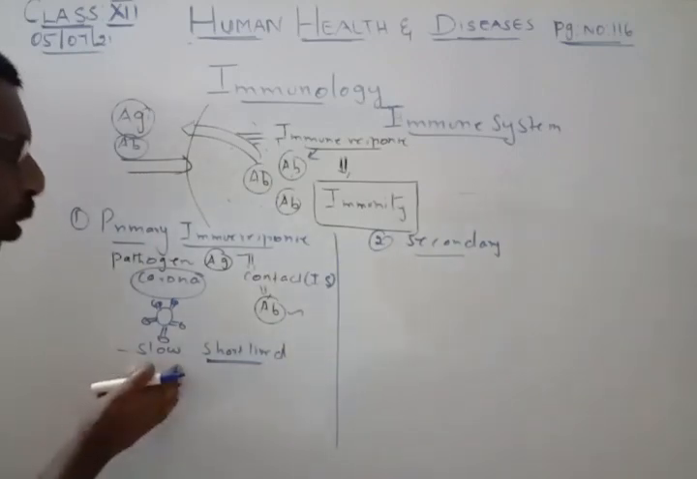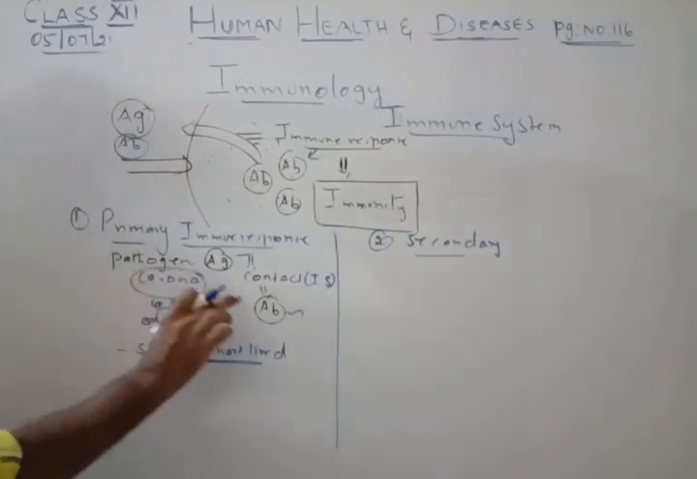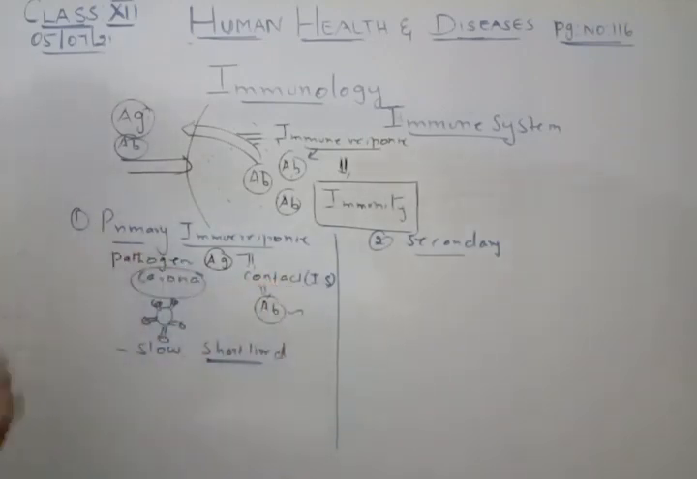Okay, why is it slow? It is because the immune system has to recognize the antigen, has to learn the antigen, and only then can antibodies be produced. So it will take some time. So that is what the primary immune response is.